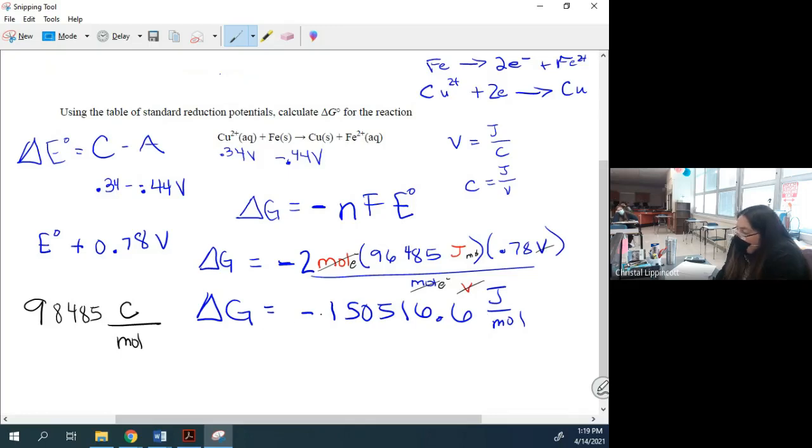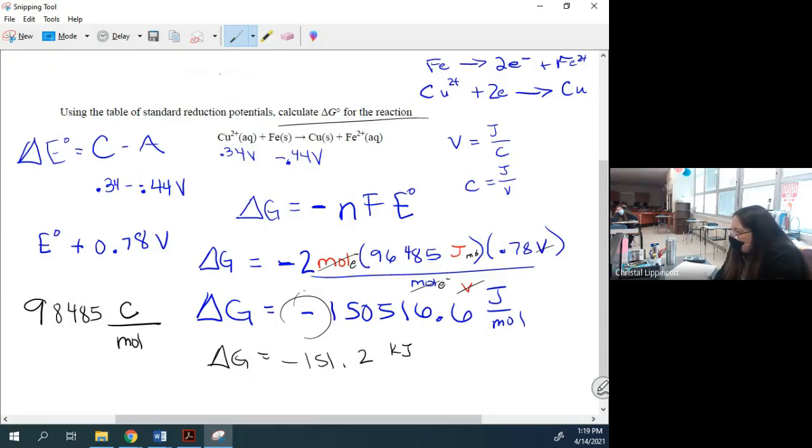All right, anyway, this ends up being a negative value. So if this is a negative value, all they asked us for was to, well, no, they said calculate the delta G. So this is our delta G here. The delta G will equal, and that would be a negative 151.2 kilojoules.